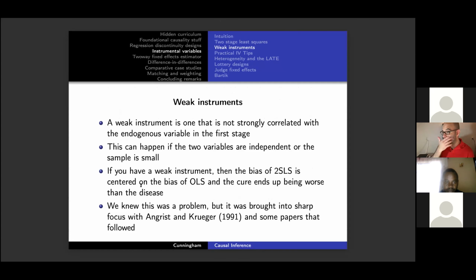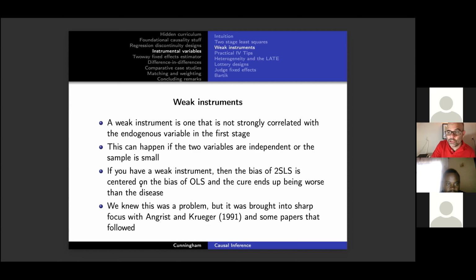And it can happen if the instrument is independent of the treatment. If the treatment really is not a function of the instrument, then that will be weak by definition, because they're completely independent of each other. Or they can be strongly correlated with each other, but the sample is too small to have enough power to pick it up. So you have these two issues that you have to contend with, which is part of the reason why it's important to have large samples.